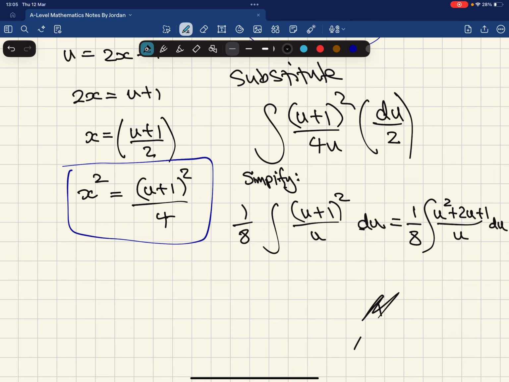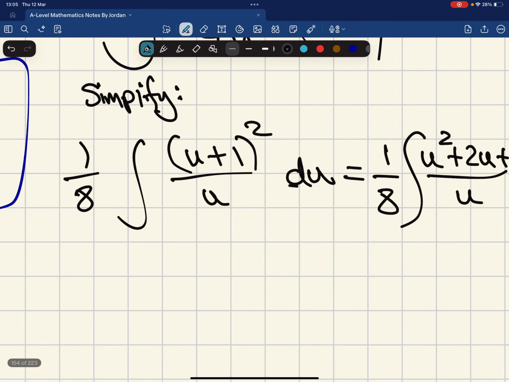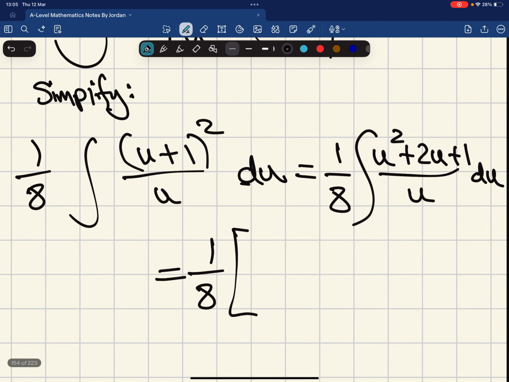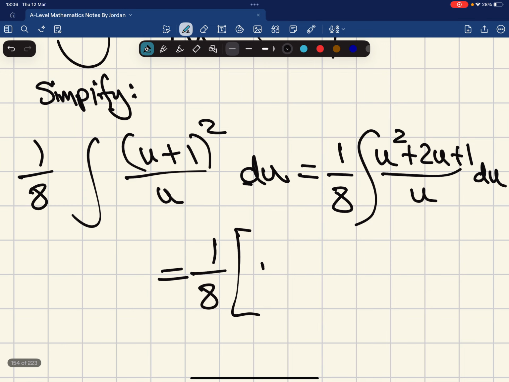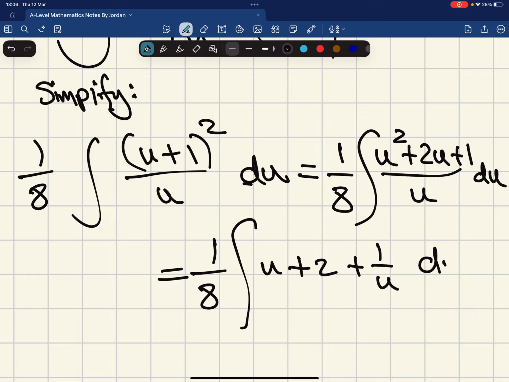Just give myself some more room. Okay, so this is going to go to 1/8 u squared divided by u will just be u itself. 2u divided by u will just be a 2. And then 1 divided by u is just 1 over u. Don't forget, I should still, apologies about that, I should have wrote my integral symbol and then du at the end.